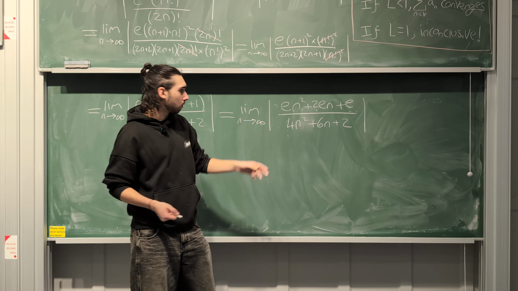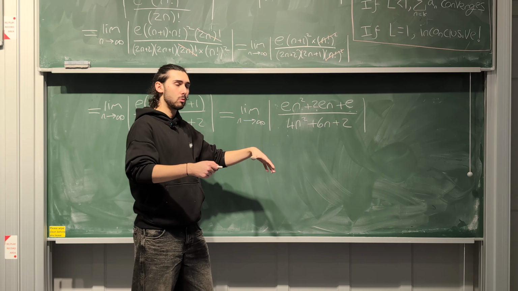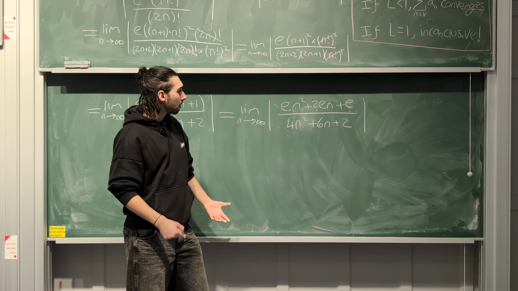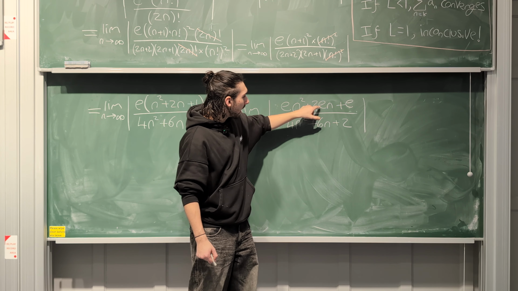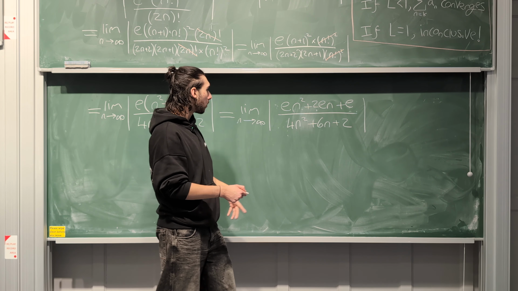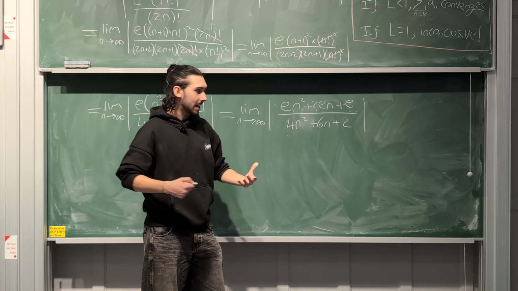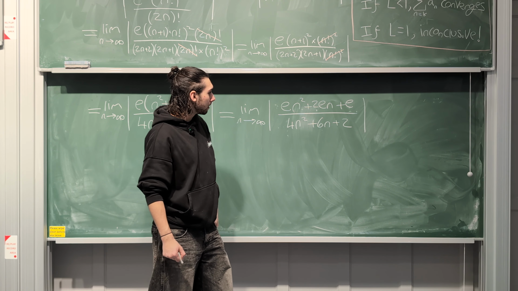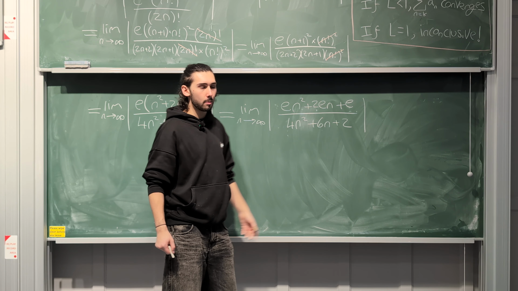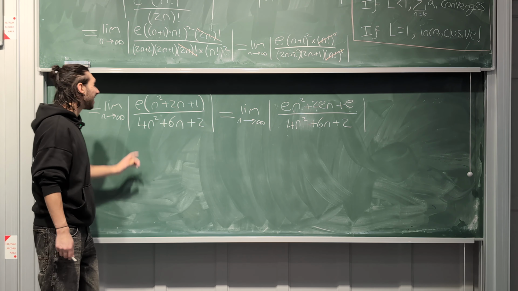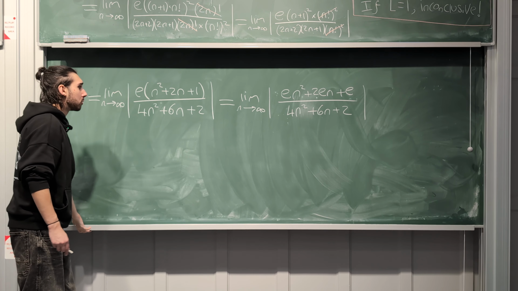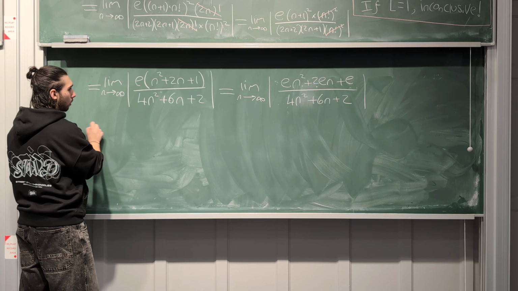The explanation behind why some people are happy with just saying this is e over 4 is because as n gets bigger and bigger, the 2en plus e and the 6n plus 2 become less relevant, because when n is very big, the thing that dominates is n squared. So they say it approaches e over 4 because we can ignore the other terms. That's fine. If you're not happy with that and you want a slightly nicer explanation, I'm going to give it to you. We just use L'Hopital's rule, which is probably the thing you have already thought of doing.